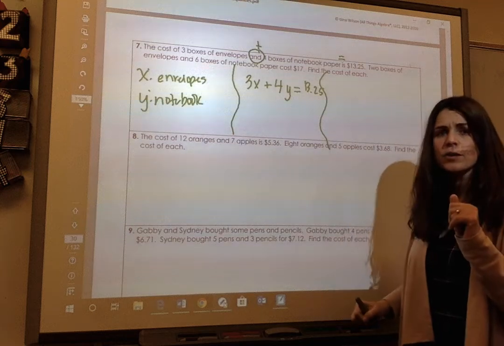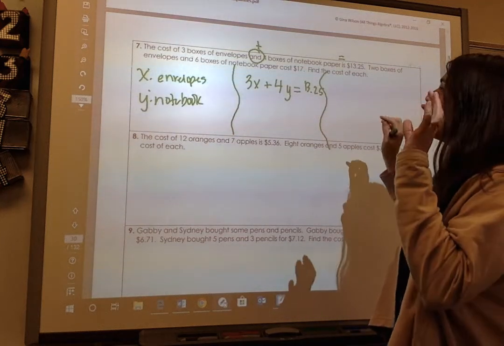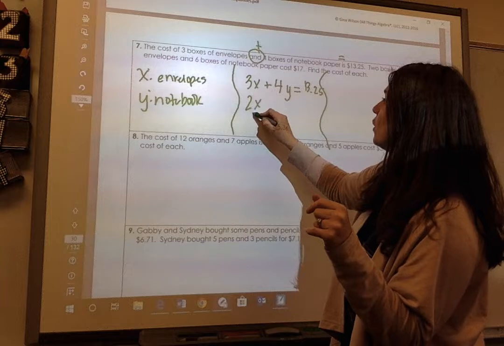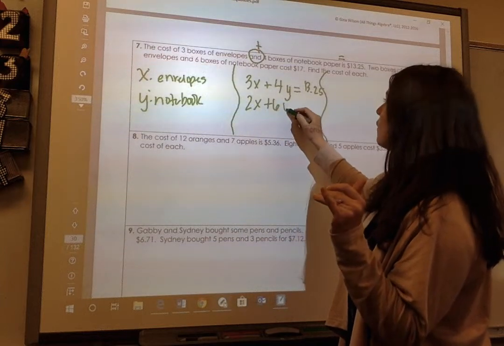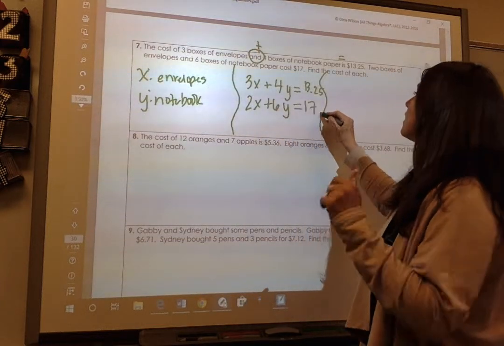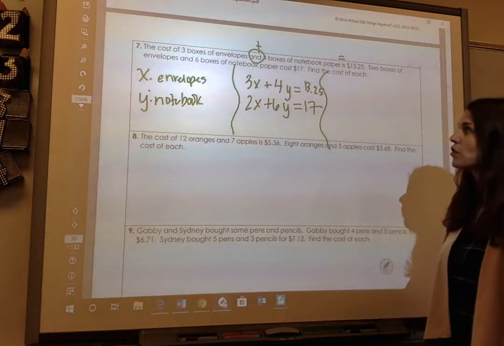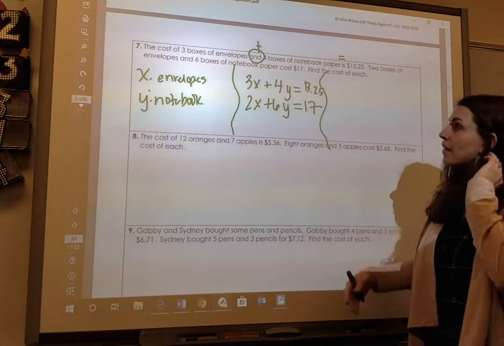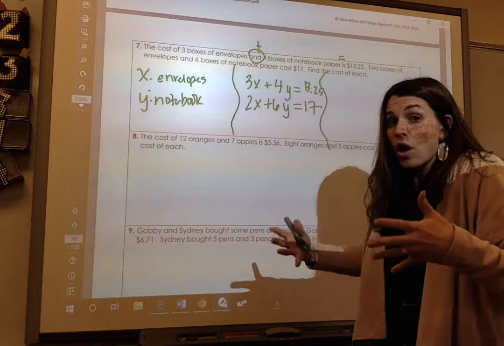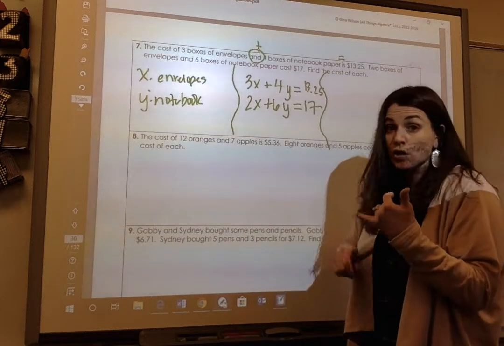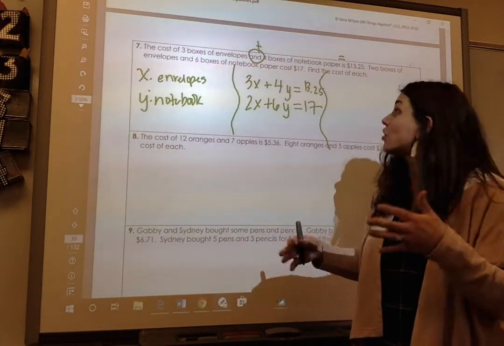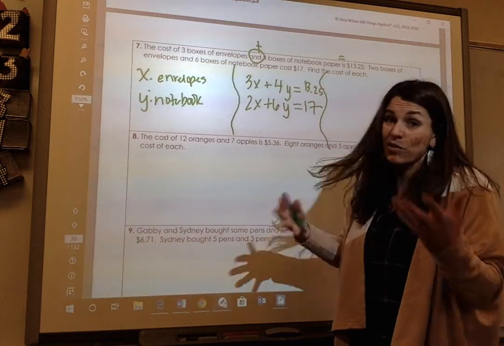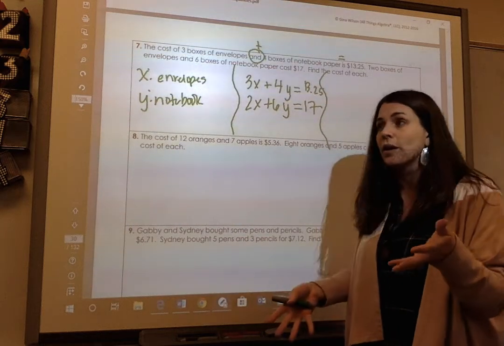That's how I set up my first equation. And then it says 2 boxes of envelopes and 6 boxes of notebook paper cost 17 cents. Find the cost of each. So now that we're here, this is where you shine. You know how to do these now. So are you going to use substitution or are you going to use elimination? I 9 times out of 10 use elimination, so that's probably what I would do here.